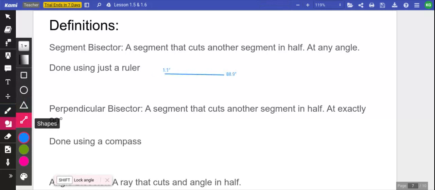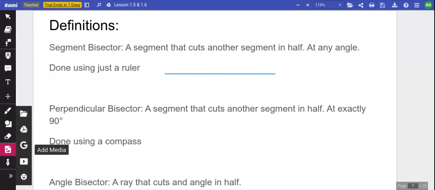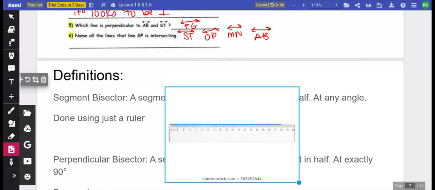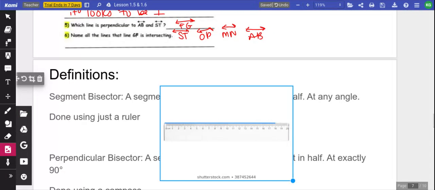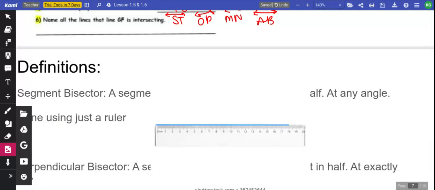So if I have a line here, and I don't think I have a ruler picture. Let me do that. Oh no, it didn't save. Okay. For the segment bisector, all we need to do is have a measure of how long our segment is. So this one is 18. And so all I need to do is find half of that, which would be 9.